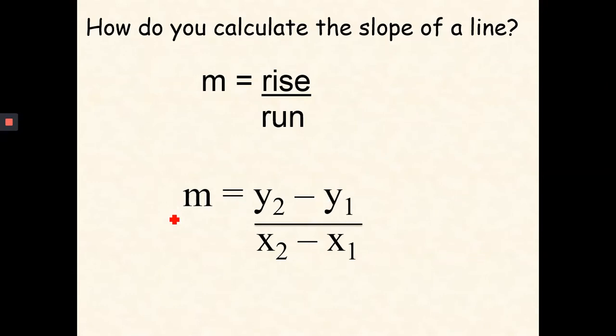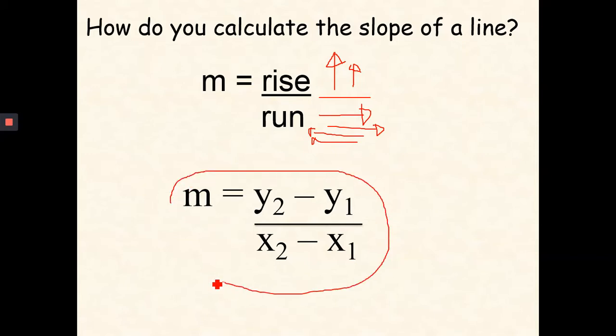So how are we going to calculate slope? Slope is represented by the letter m. Okay? So slope is the ratio of rise over run. So you're going to count the points, how much it rises, and how much it runs either to the left or to the right. Okay.